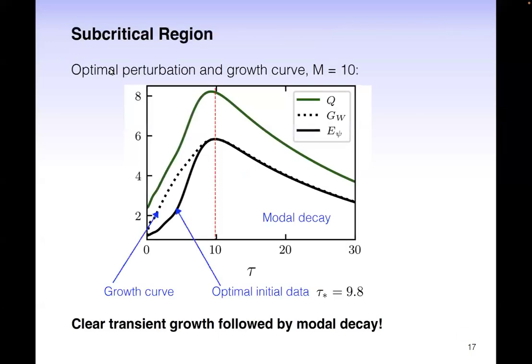So let me show you what we got when we did the non-modal analysis for the subcritical region. So we're still on the stable branch.